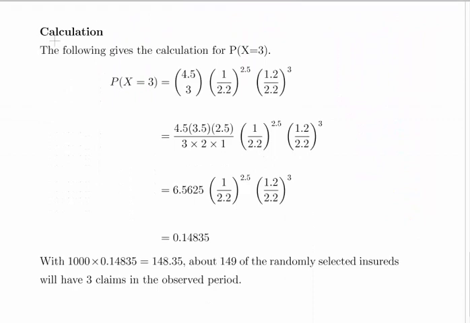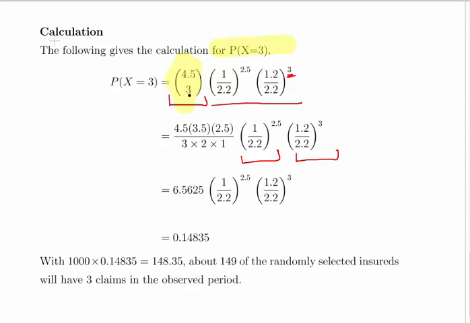Anyway, what the question asks us is the probability of x equal to 3. So that is from 4.5, choose 3, find the binomial coefficient of that. That's just calculator work there. We know we're looking for x equal to 3, so 1.2 divided by 2.2 to the power of 3. Calculator work and calculator work. This is the interesting part here: from 4.5, choose 3, the binomial coefficient of 4.5 and 3.